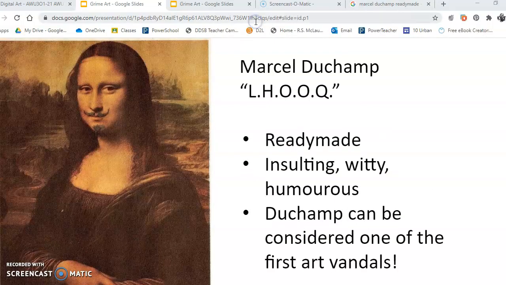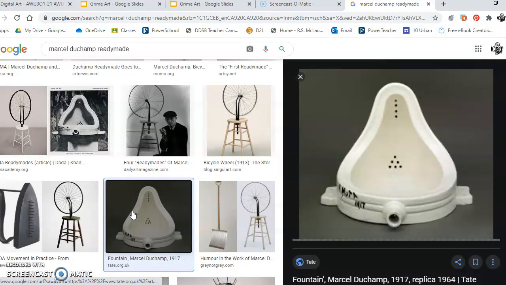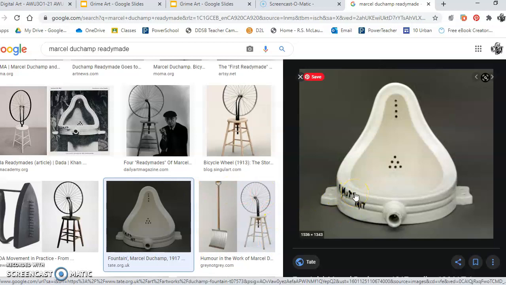If I can do this. There we go. He did something first. He actually put a urinal into the art show. He signed it R. Mutt. It wasn't his real name, it was an anonymous name, and he signed it in 1917. He wanted to put the urinal into the art show.